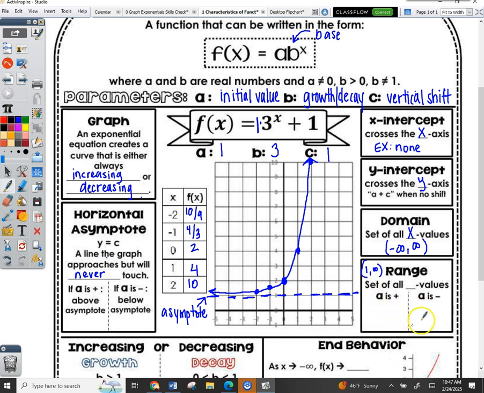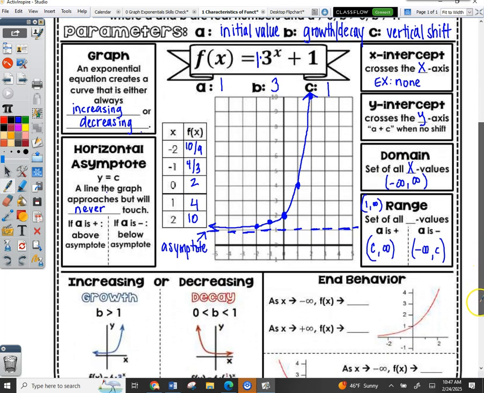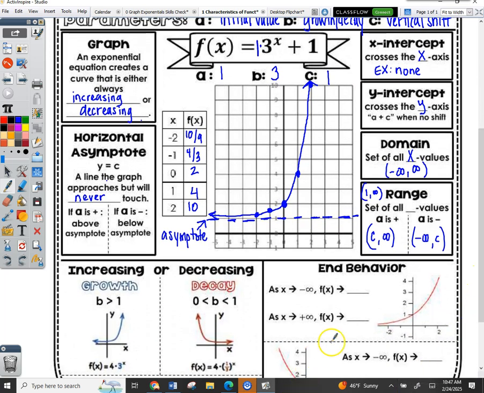Now, down here is kind of a formula. So if A is positive, then it's that C value to infinity. If A is negative, it's negative infinity to the C value. So in our case, A is positive, so it's 1 to infinity.